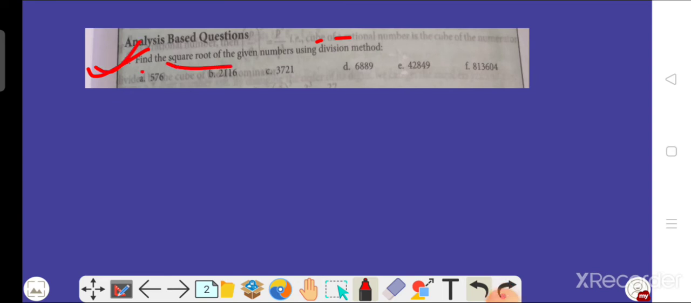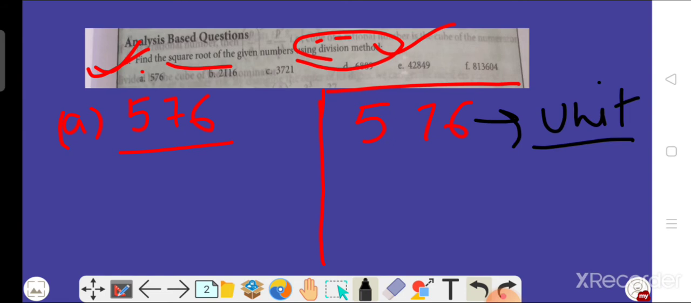In the second question, we have to find the square root of the given numbers by using the division method. Okay. So we have to apply here the division method to find the square root. So A part is 576 beta. To find the square root by division method, firstly we have to write the given number like this. Then we have to mark bar on the pairs starting from the unit place digit. Unit place digit is 6. Now we have to make the pairs. So first pair is 76 and then we have left only with a single digit, that is 5.